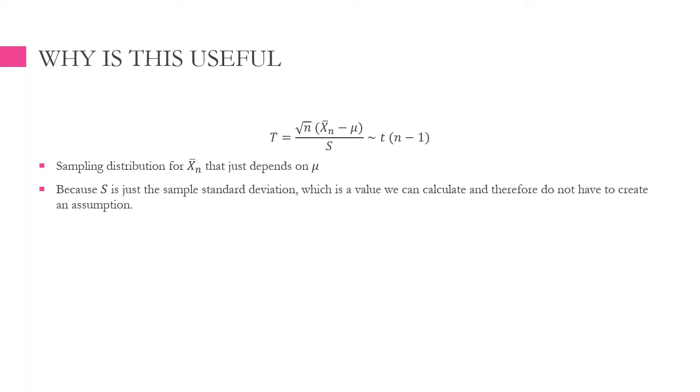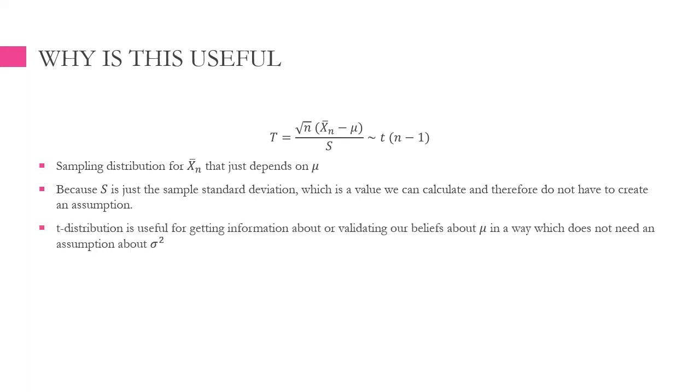When we had our z-score, we had X_n bar minus mu times the square root of n over sigma, and we had to have an assumption for sigma, whereas now we don't have an assumption for sigma because we just have our sample standard deviation. So we don't need an assumption, which means the t-distribution is useful for getting information about or validating our beliefs about mu in a way which does not need an assumption about sigma squared.